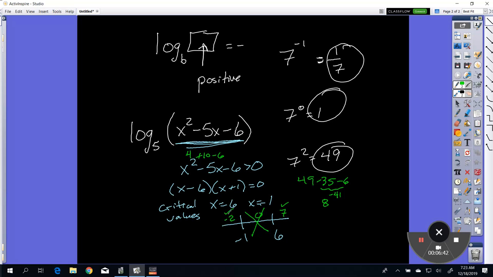So my domain on this problem, negative infinity to negative 1, along with 6 to infinity. So that would be the domain on that problem. Those are the possible numbers that x could be.